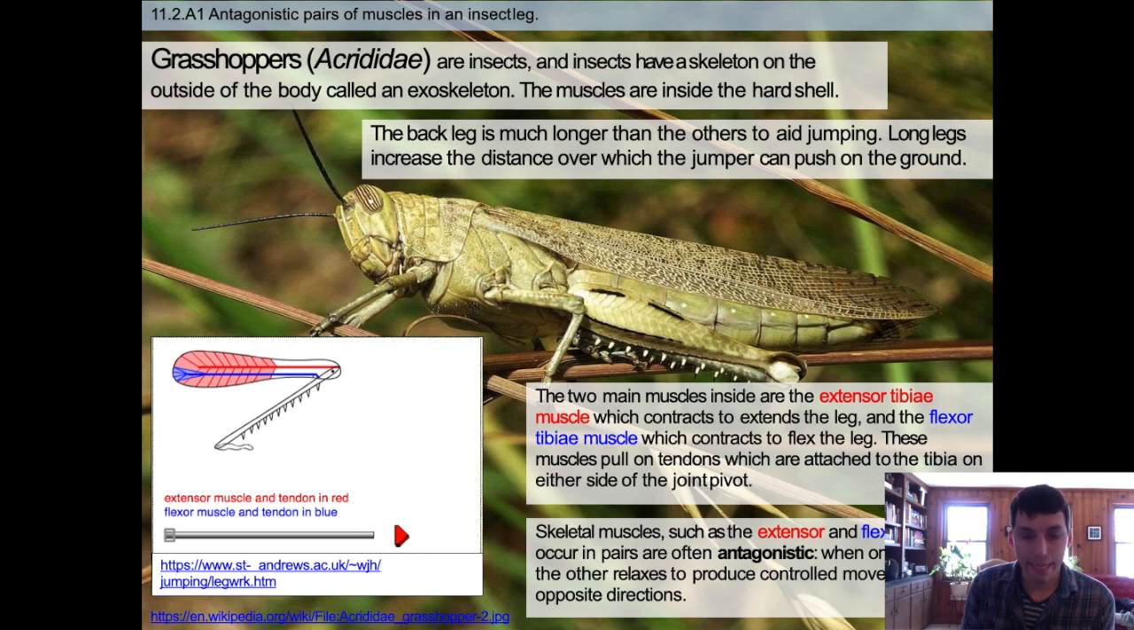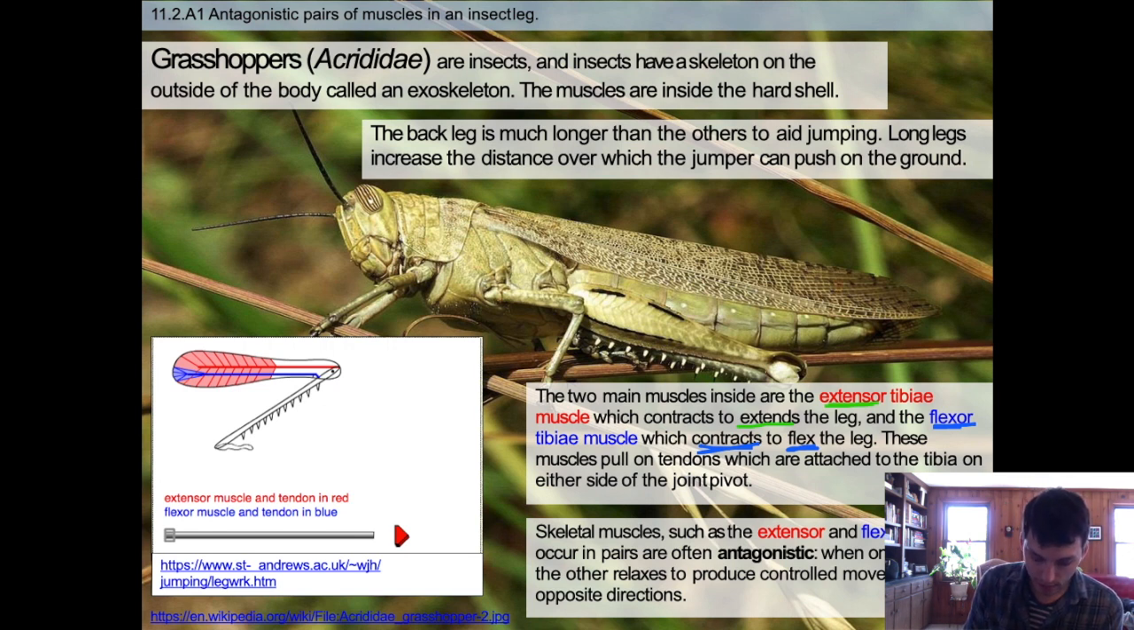And then if I look inside of that leg, so over here on this diagram, I have inside of that leg, I have 2 muscles, and those 2 muscles are antagonists. They work in opposite directions. So I have an extensor muscle, which extends the leg, and I have a flexor muscle which contracts the leg. So it contracts to flex the leg.